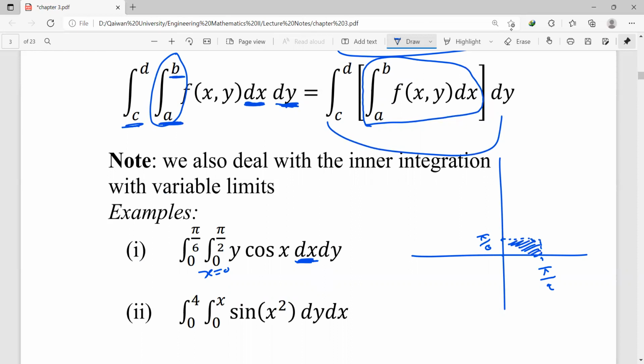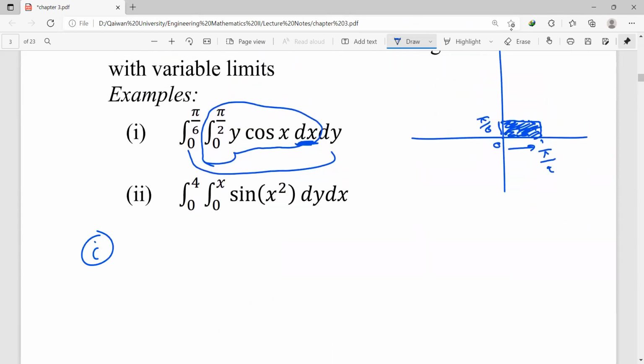This is our origin. X is from 0 to pi over 2. That means when we take the integration with respect to x, we have from 0 to pi over 2. And then when we take integration with respect to y, we have from 0 to pi over 6. Okay, let's find it. For part I, we have the double integration from 0 to pi over 6. These two values are for y. And for x, we have from 0 to pi over 2. Y cosine x dx dy.